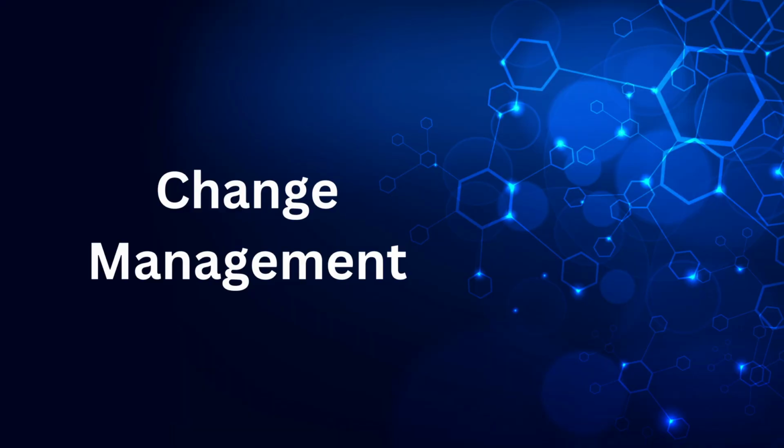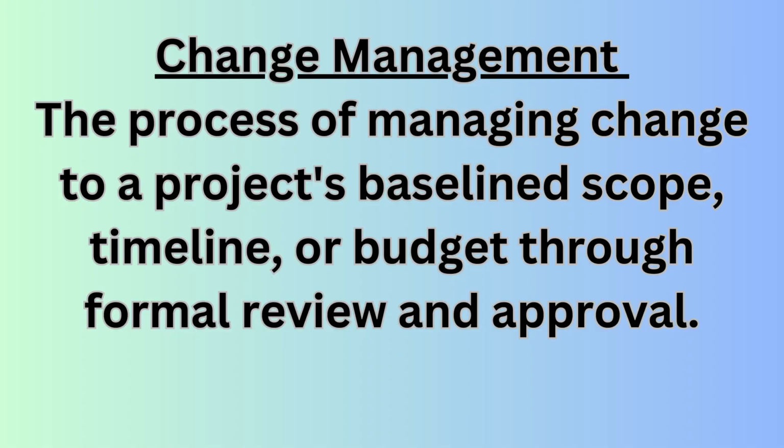The next two have to do with making changes to projects. So there's a right way to do project change and a wrong way to do it. The first one we're going to talk about is change management. Change management often gets confused with change control, but with change management, it's how we manage the change, the process of which we manage the change to the project's scope, timeline, or budget. Change management ensures that changes are evaluated, approved, and implemented without compromising project success.